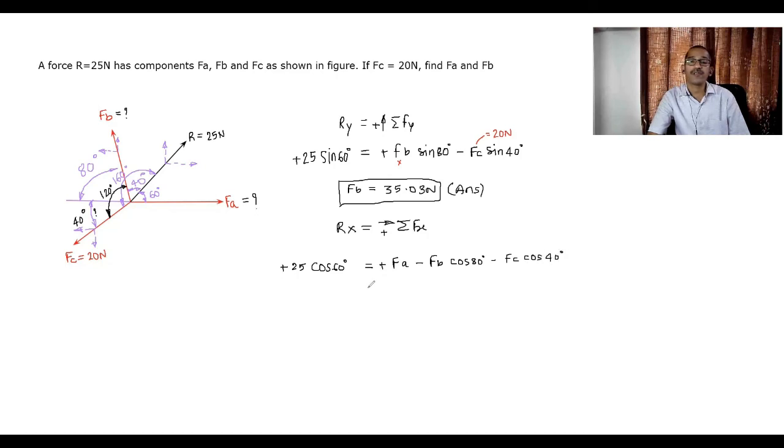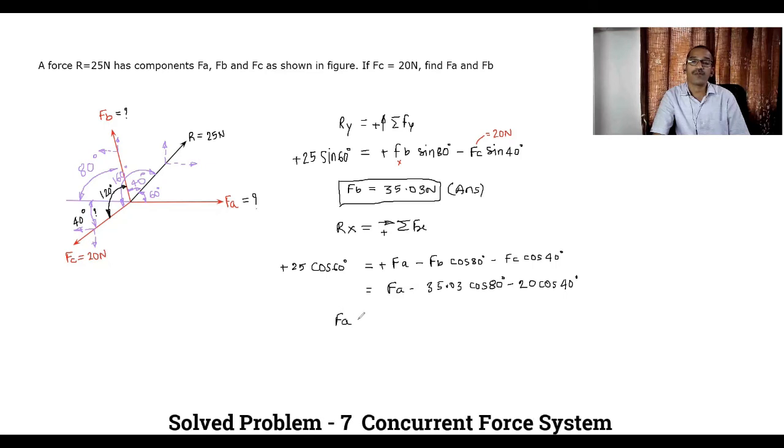Now if we substitute these values: Fa is unknown, then minus the Fb value we have calculated, 35.03 cos of 80 degrees, and minus the Fc value, which is known, 20 cos of 40. So in this equation also the only unknown is Fa. If you calculate Fa, the answer comes out to be Fa equal to 33.9 Newton.